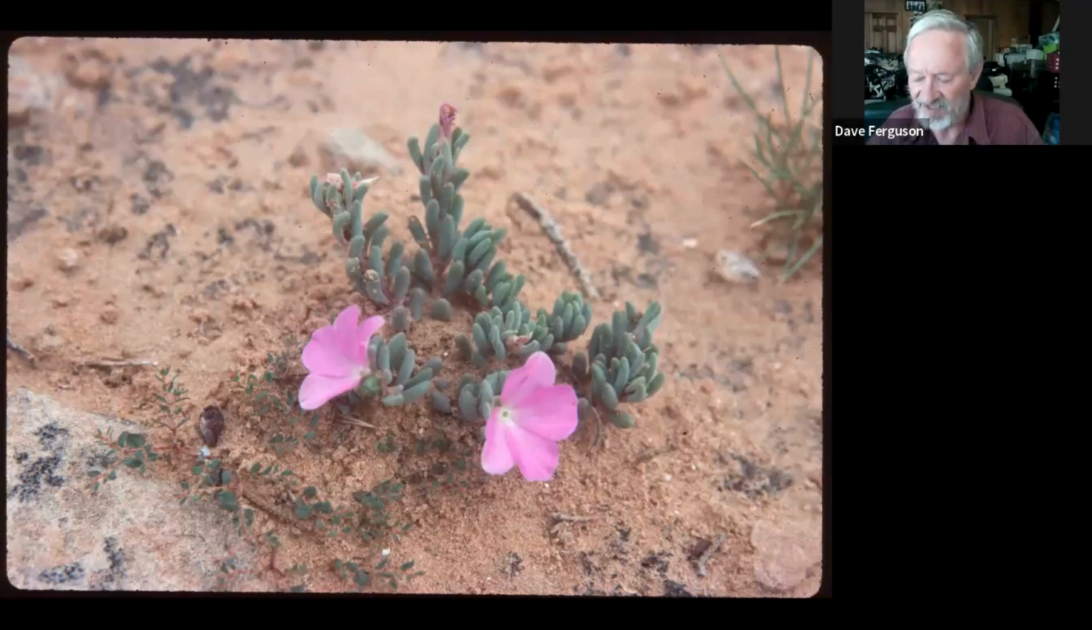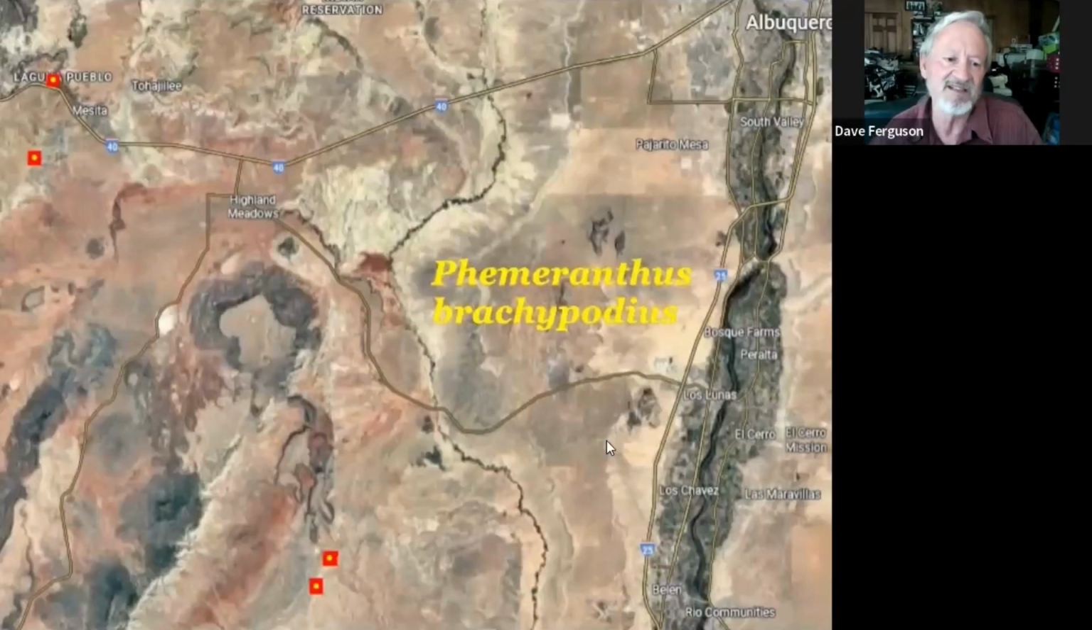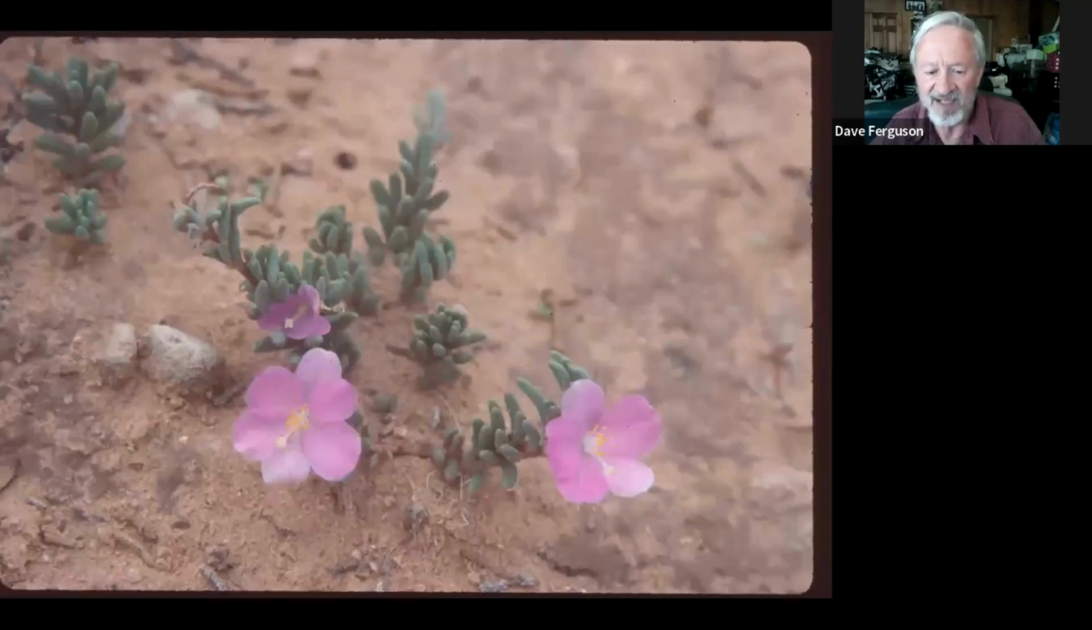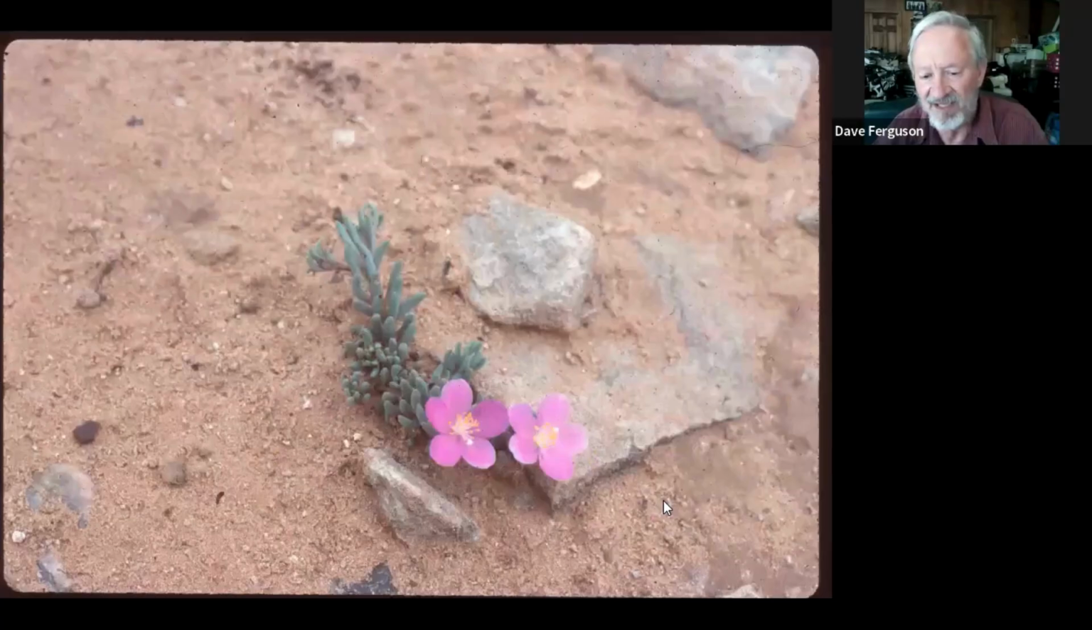And this first species, that was the range map for the species. It's endemic to central New Mexico. So Albuquerque's up here, and Grants would be off to the west. And they grow on calcareous soil. And it's a cute plant. The flowers are pink. They're a little over an inch. It's a great rock garden plant.